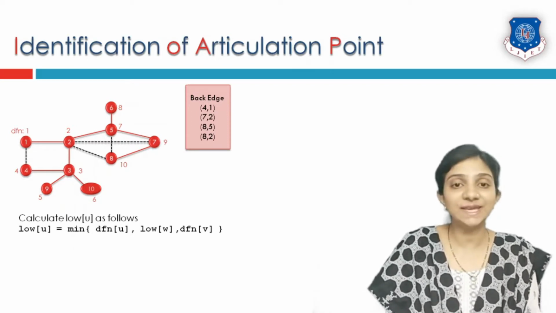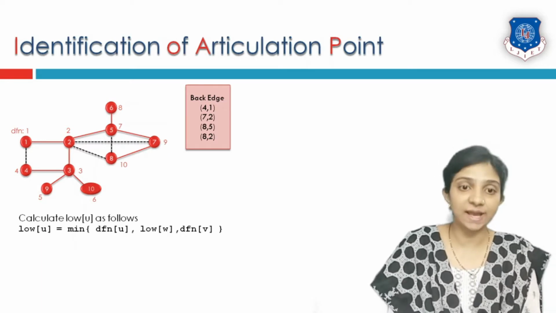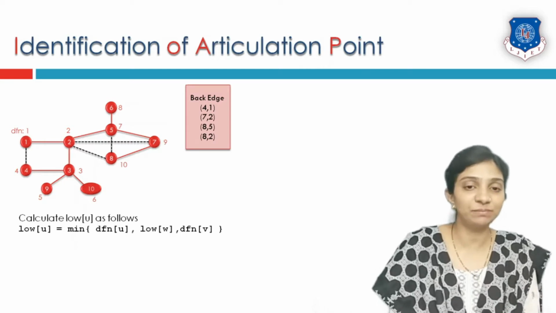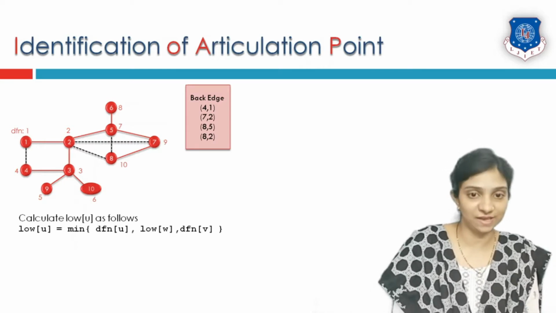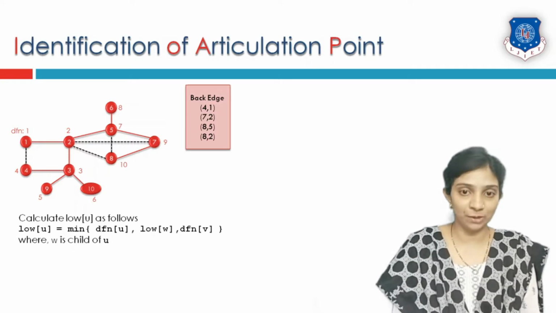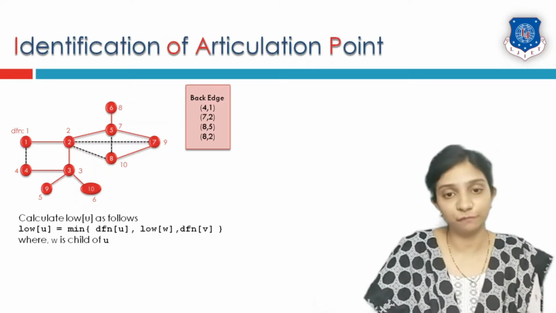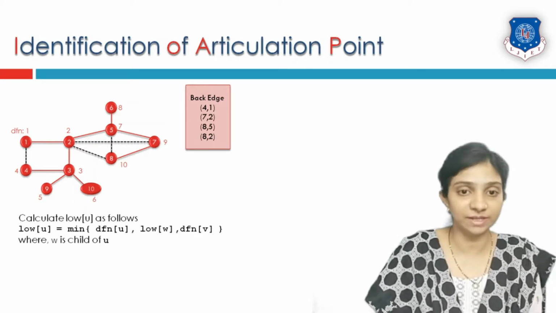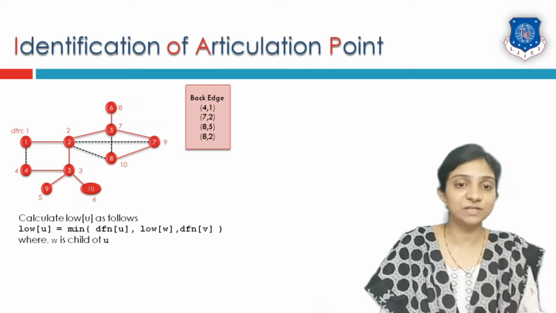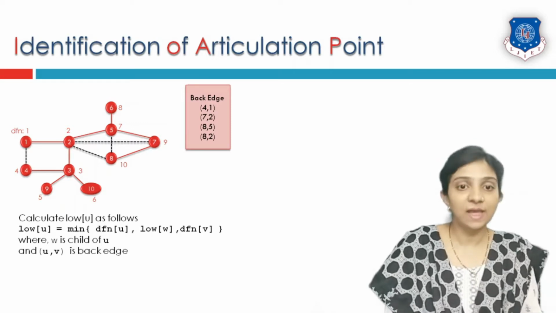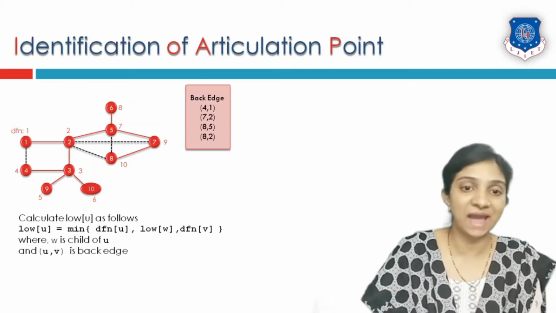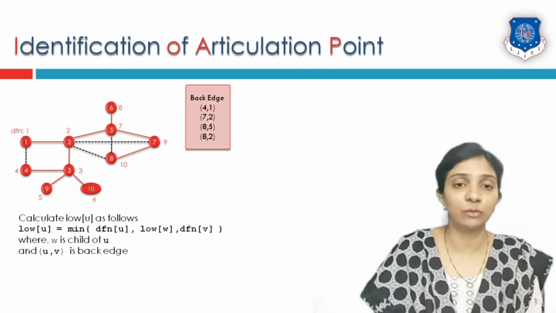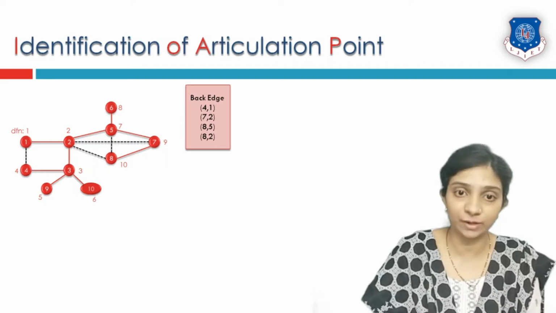Now low of each vertex is calculated as the minimum of DFN of u, that is the depth first number of the vertex itself, comma low of w, comma DFN of v. Here u is the current vertex for which we are calculating, w is a vertex which is a child of the current vertex, and (u, v) is a back edge. The calculation will be more clear if we calculate for each and every vertex.